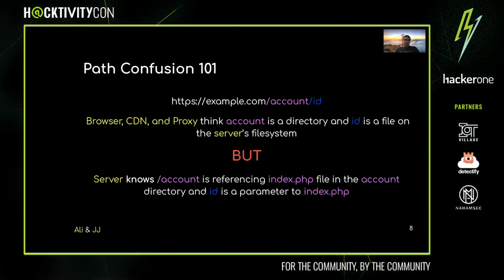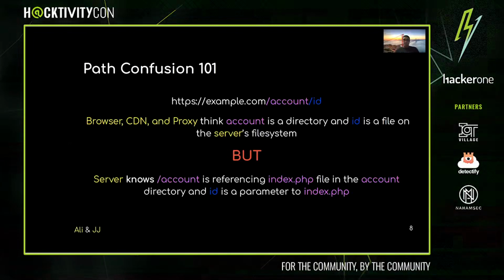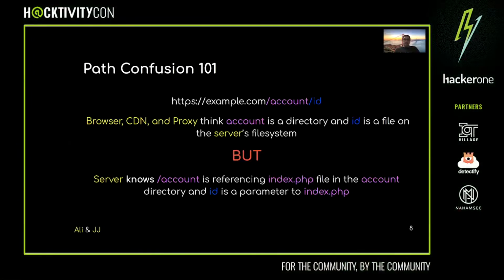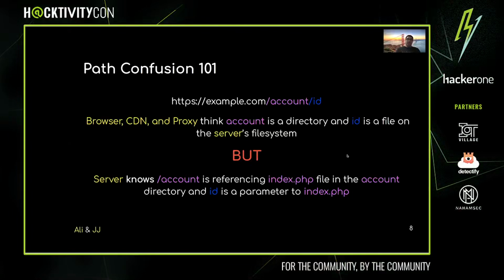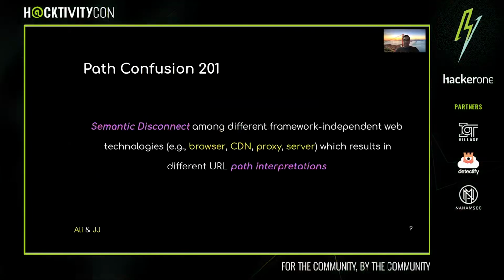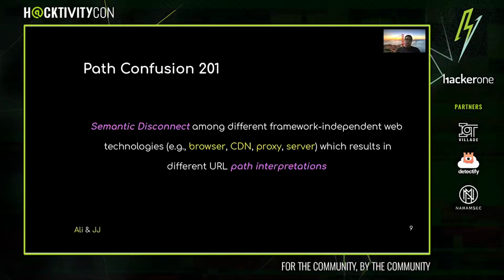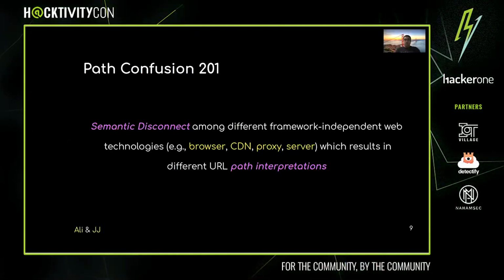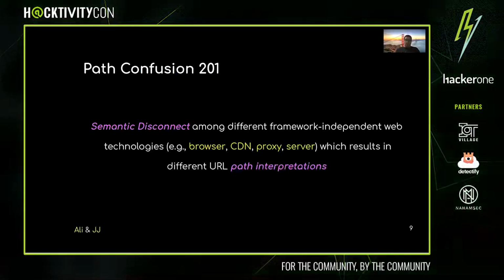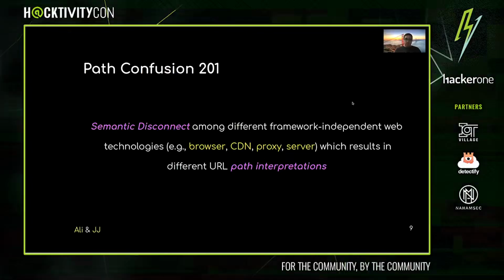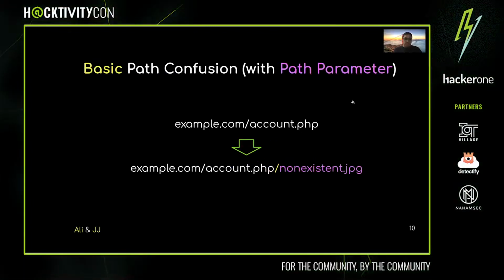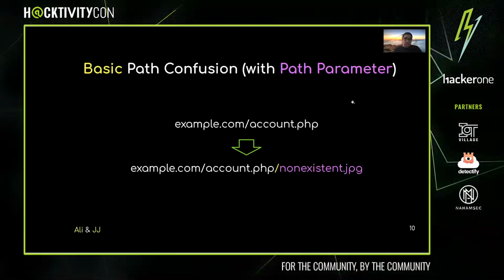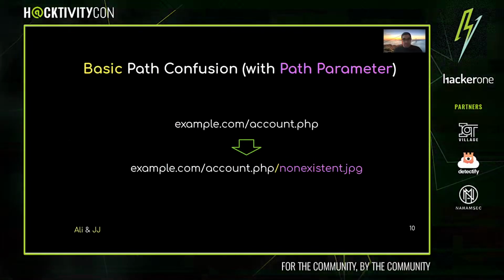Formally, path confusion is a semantic disconnect among different framework-independent web technologies such as the browser, CDN, proxy, and server, which technically results in different URL path interpretations. In other words, web servers parse, process, and interpret URLs in ways that are not clearly reflected in the externally visible URL string, which could be confusing to others, such as the CDN, the browser, and the proxy.